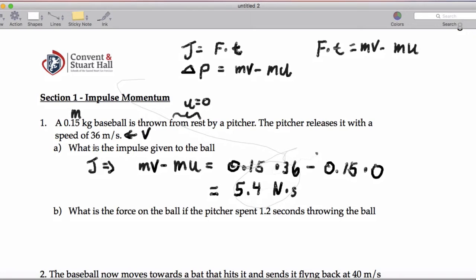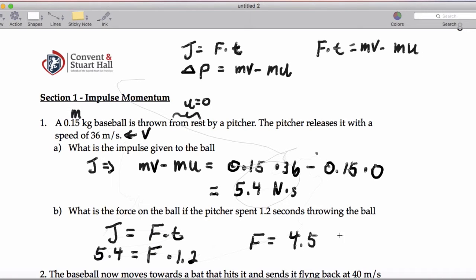Now, we want to calculate the force on the ball. Now we do revert to the definition of impulse as a force acting over time. So that's going to be 5.4 equals F times 1.2, so that when we actually isolate F, we're going to get 4.5 newtons worth of force.